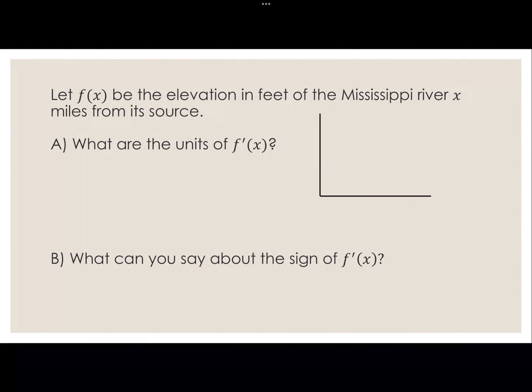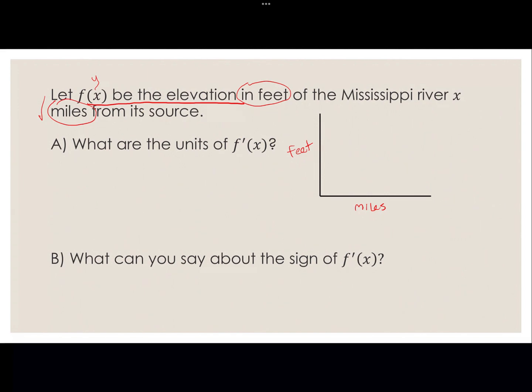In order to know the units on the x and the y-axis, let's reread the problem. Let f of x be the elevation in feet of the Mississippi River x miles from its source. Our job is to place the units of feet on the correct axes and miles on the correct axes. So f of x will be in feet, and f of x is y. So I will write along the y-axis feet to remind myself the units are feet for y. And along the x-axis, it says that the miles are x. So I'll write miles along the x-axis.